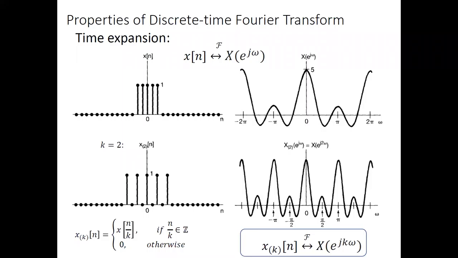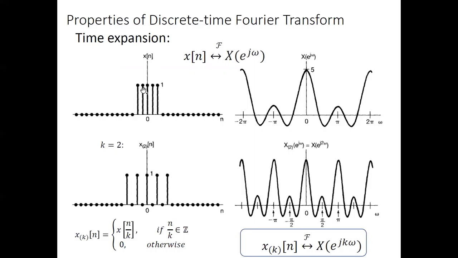So x of n is a discrete time signal, its Fourier transform is capital X. Now we expand x of n in the time domain. Say if we expand it by k times, and denote the signal after expansion by x k of n. An example is when k equals 2, x2 of n. If we plot it, we can see that originally there are 5 samples around the vertical axis with the value 1. And after expansion, those 5 samples are further from each other.